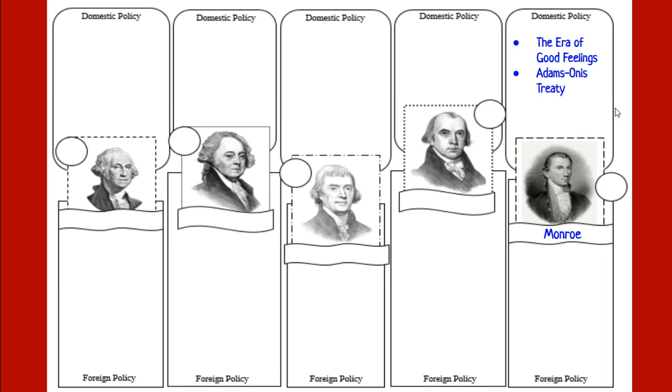The other thing that Monroe is well known for is the Adams-Onis Treaty, in which his Secretary of State, John Quincy Adams, is going to negotiate for the purchase of Florida. And we also have the Missouri Compromise, which we'll look at more in depth during westward expansion, that allows for the new state of Missouri to come in as a slave state and for the state of Maine to be created as a free state. Monroe's foreign policy is known as the Monroe Doctrine.